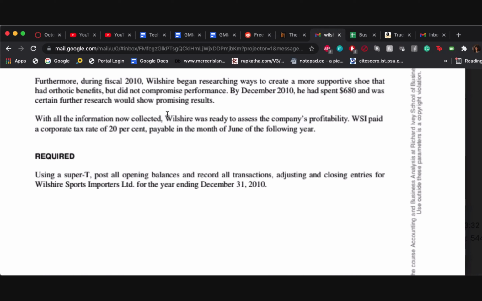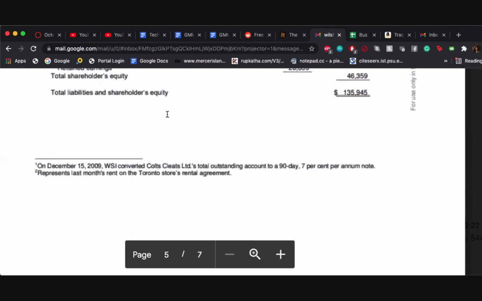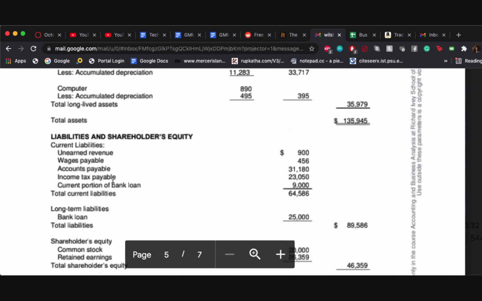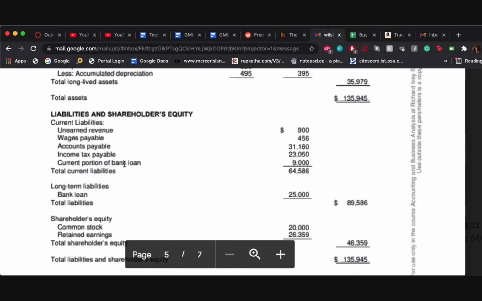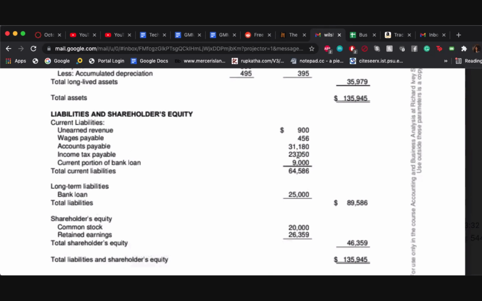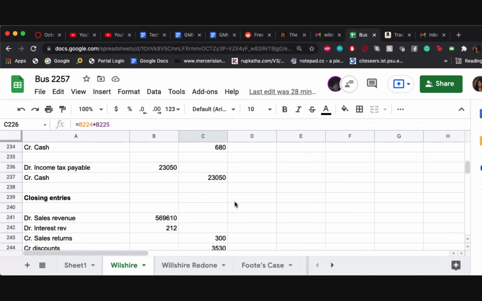Now they paid a corporate tax of 20% payable in June of the following year. So we don't really need to pay this year's tax, we just need to calculate it. What we are going to do is go down and pay last year's tax. So where's taxes payable? Oh yeah, income tax payable, 2350. So you just debit your income tax payable account so that you can zero it out and you credit cash for the full amount. Okay. That's it.